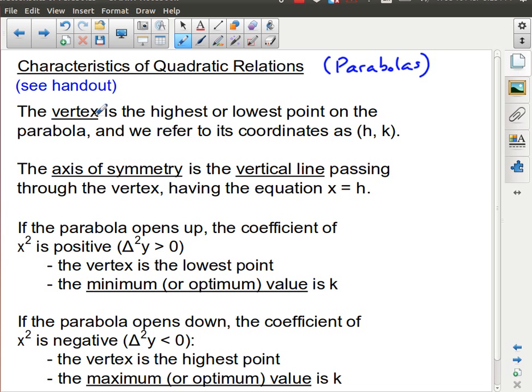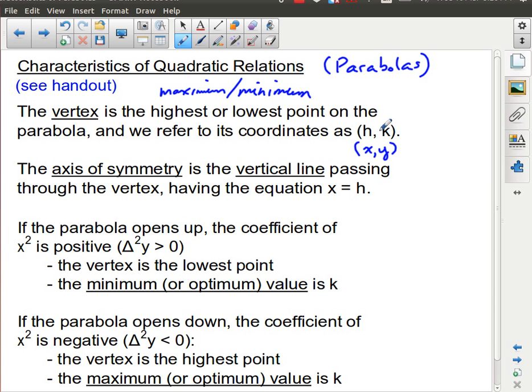So first of all, the vertex, quite possibly the most important characteristic of a parabola. It represents the highest or lowest point, sometimes referred to as the maximum or the minimum, or the max/min point on the parabola, and its coordinates will be referred to as (h, k). I want you to understand that's still x and y. That's still an x coordinate and a y coordinate. H and k are just the symbols that we typically introduce to refer to these.